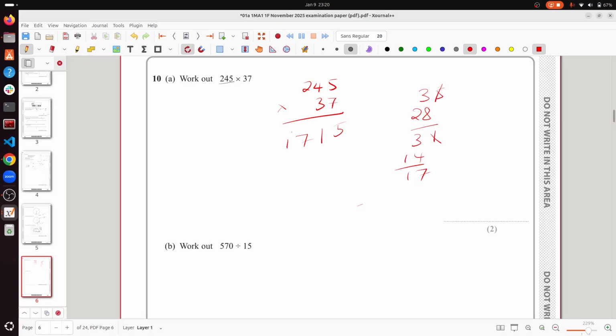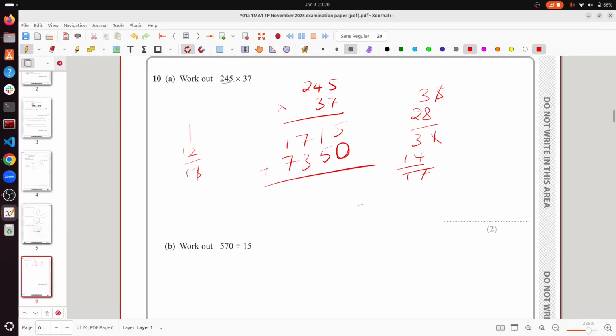3 times by 5 is 15. I'm going to put the place value first. I'm going to put that 5, carry my 1. 3 times by 4 is 12, plus 1 is 13. Put that 3, carry my 1. 3 times by 2 is 6. 6 plus 1 is 7.